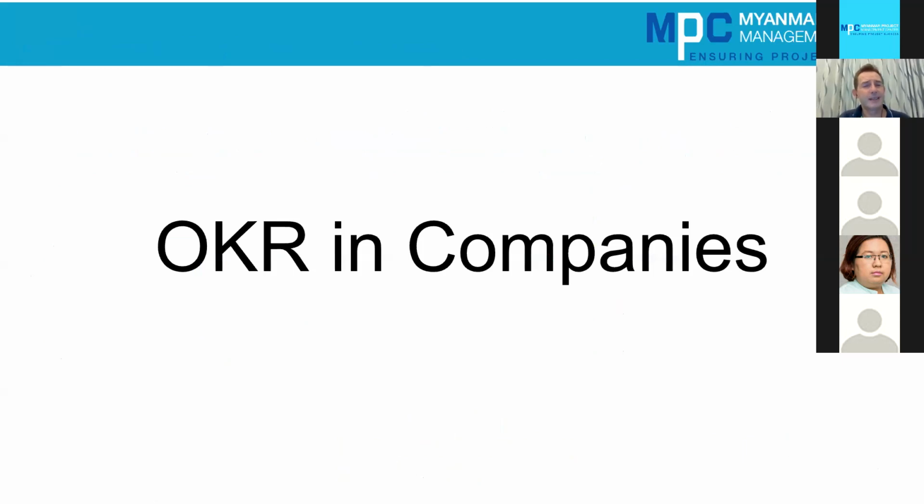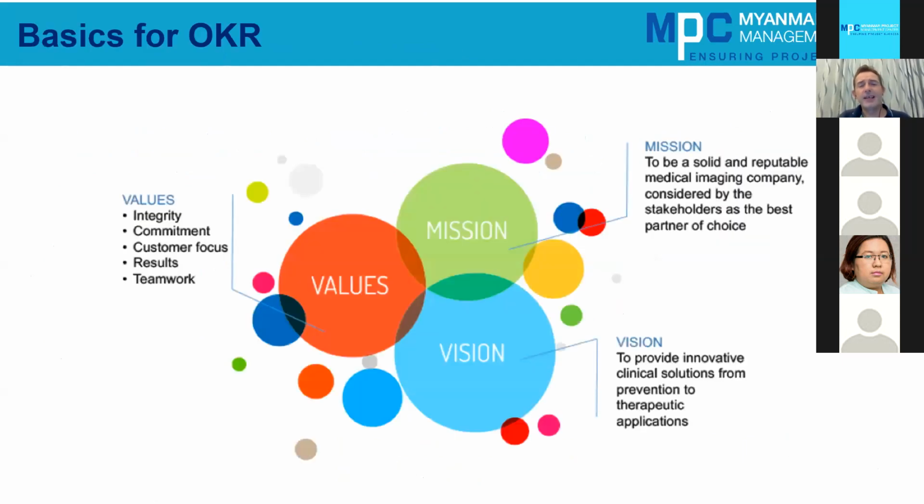OKR in companies. Now, if we start with OKRs in companies, normally we will do first a check or even write it if you don't have it about the mission, vision, and the values of a company. Because the objectives and the strategy are normally coming from the mission and vision. So if the mission and vision is not very clear or pretty outdated, then we cannot really do OKRs.